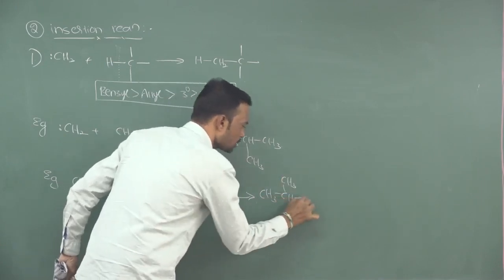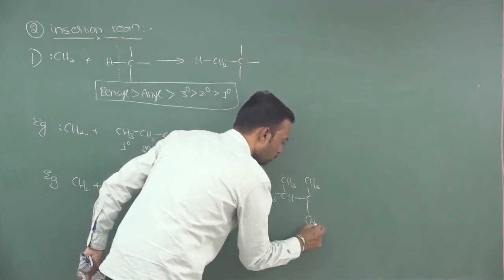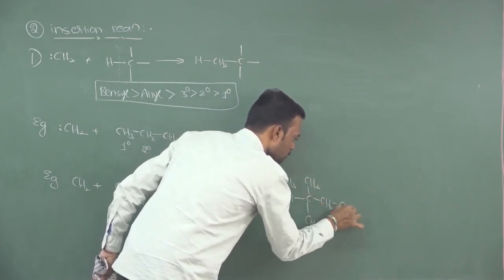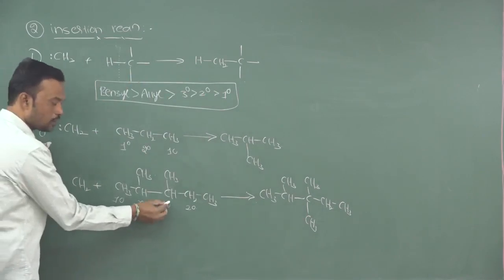CH3, and this hydrogen is as it is. Now this is CH3. Can I write one more CH3? CH3, CH2 and here this is CH3. This is an insertion reaction. Now can I introduce here or not?